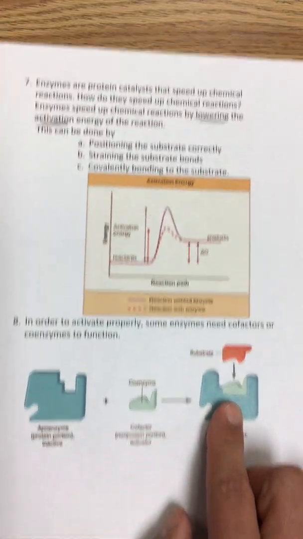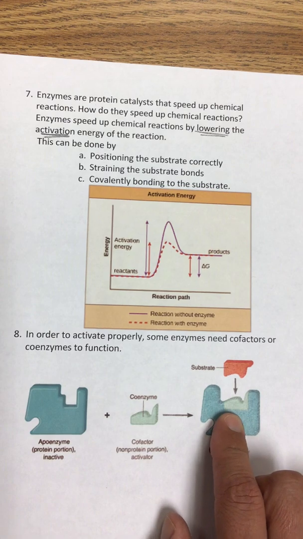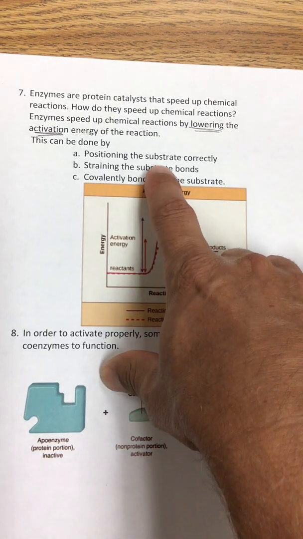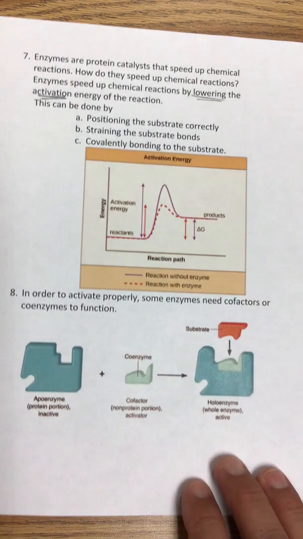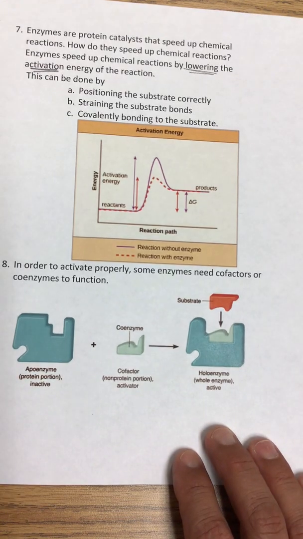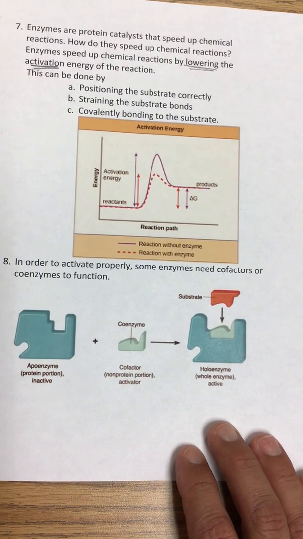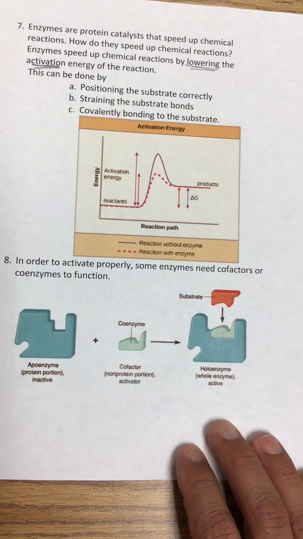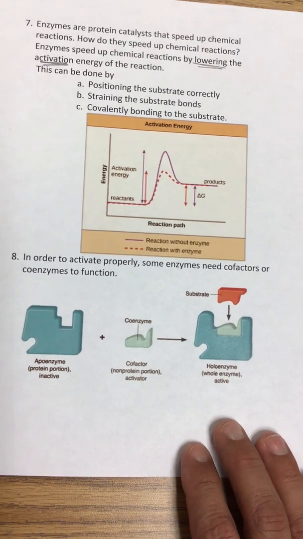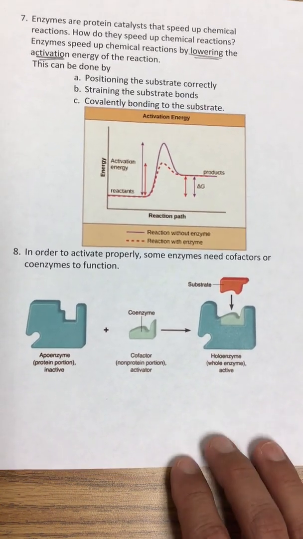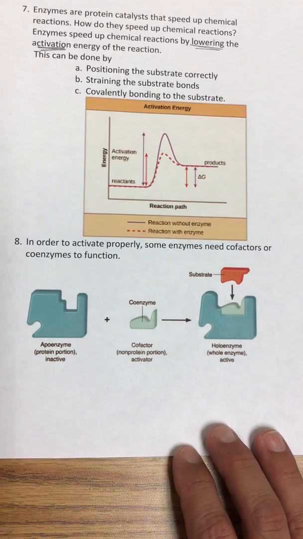So in some cases, not all enzymes, but in some cases, if the enzymes are going to position the substrate correctly, they are going to have a cofactor or coenzyme. Okay? Vitamin B12 is a great example of something that's going to be a coenzyme, cofactor, that's going to allow you to have cellular respiration occur at a faster rate, release more energy. So that is a review of energy transfer and an introduction to enzymes.